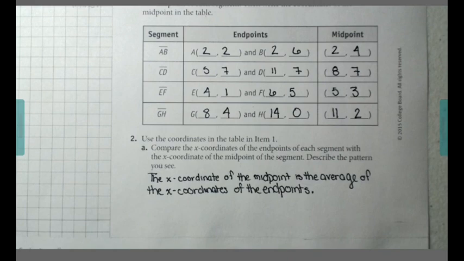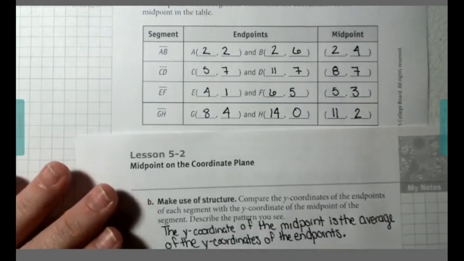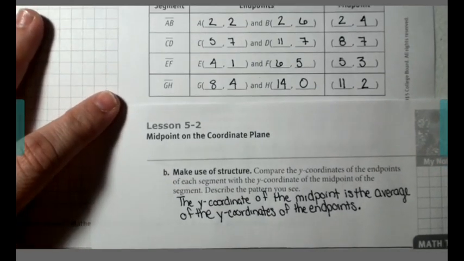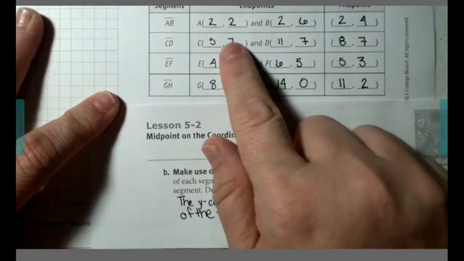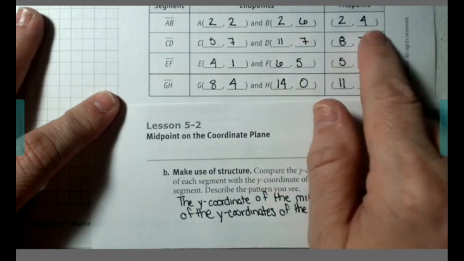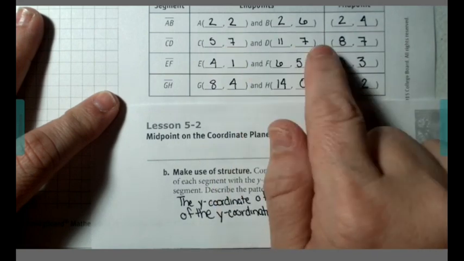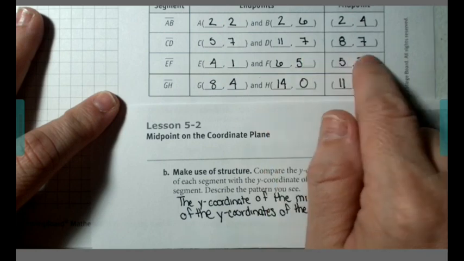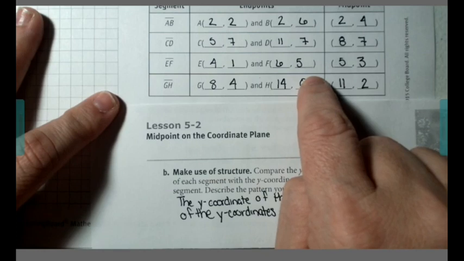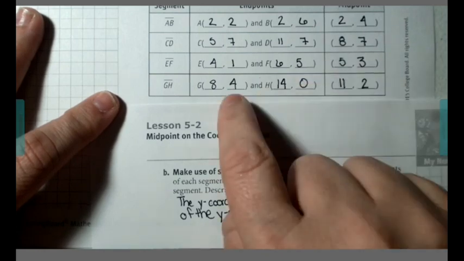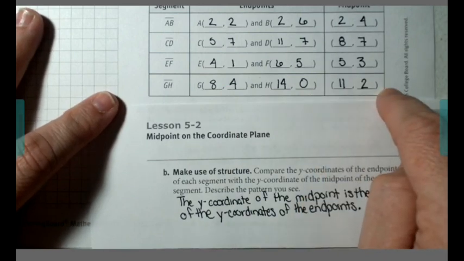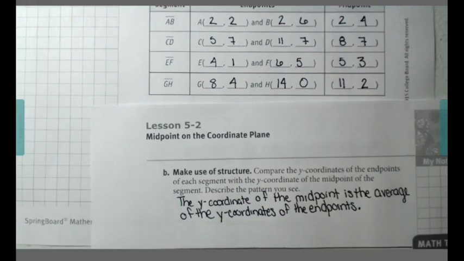I then followed the same type of pattern, but this time I looked at the y coordinates. Let me scoot up just a tad. I said, okay, well, what happens if I do it with the y coordinates? 2 and 6 is 8. 8 divided by 2 is 4. 7 and 7 is 14. 14 divided by 2 is 7. 1 and 5 is 6. 6 divided by 2 is 3. 4 and 0 is 4. Divided by 2 is 2. On to your debriefing question.